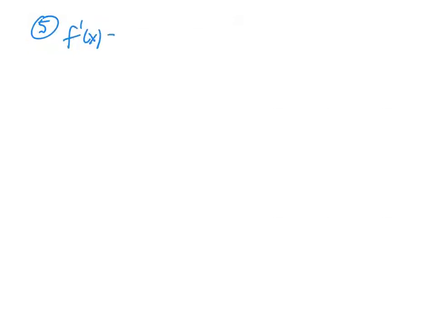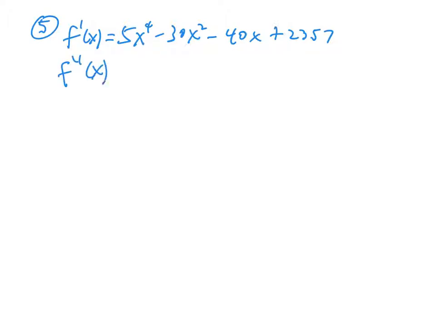So first derivative is 5x to the 4th minus 30x squared. I'm smelling synthetic division here. Minus 40x plus 2, 3, 5, 7 plus 0. The second derivative then is 20x cubed minus 60x minus 40 plus 0. Remember, the derivative of any constant is 0. Factor out a 20. X cubed minus 3x minus 2.